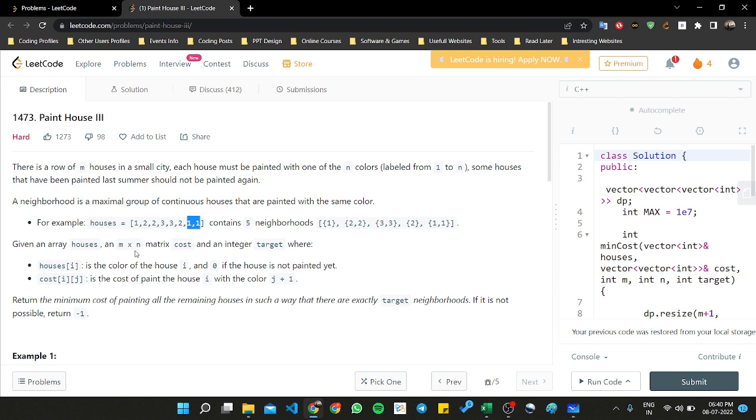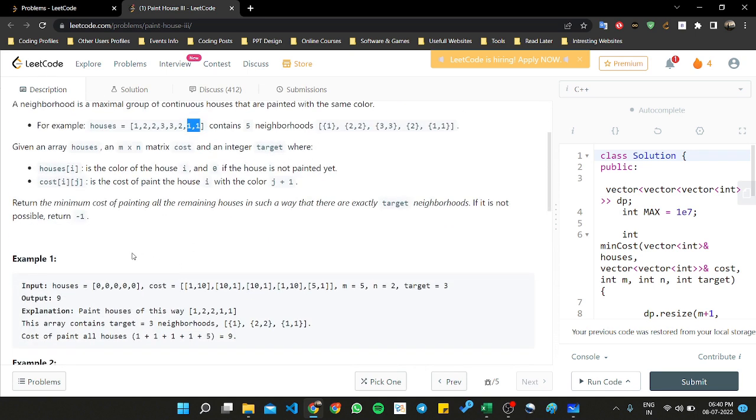So they give us the houses array, an m cross n matrix which is the cost, and an integer target. This is the input they gave us, and houses means the color with which a house is painted. If houses[i] is 0, that means the house is not painted yet. They also give us the cost matrix, which tells us how much it costs to color house i with color j plus 1.